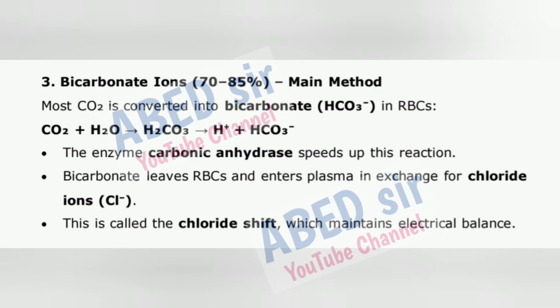CO2 plus H2O gives H2CO3, which gives H plus HCO3-. The enzyme carbonic anhydrase speeds up this reaction. Bicarbonate leaves RBCs and enters plasma in exchange for chloride ions, Cl-. This is called the chloride shift, which maintains electrical balance.